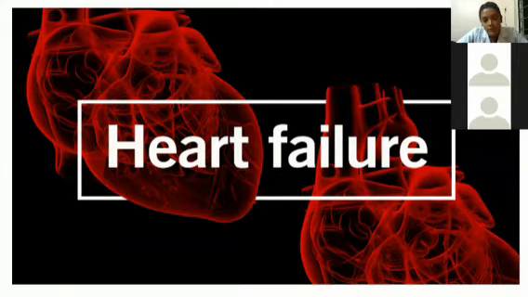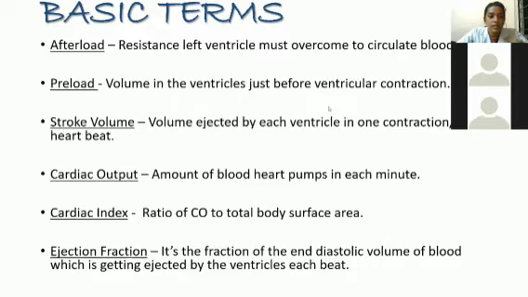And before discussing heart failure, we will also discuss some basic terminologies that are very relevant and very helpful for you for studying these cardiovascular conditions. Okay, so let's start the class. So these are the basic terminologies.